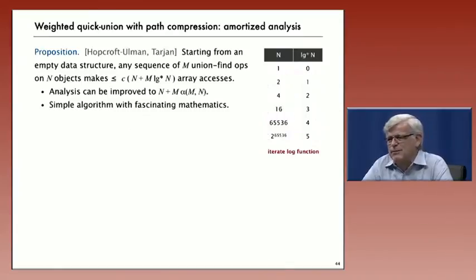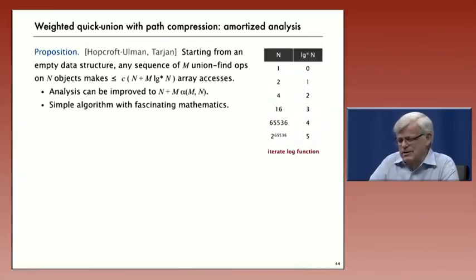Now log star n is kind of a funny function. It's the number of times you have to take the log of n to get 1. It's called the iterated log function. And in the real world, it's best to think of that as a number less than 5, because log star of 2 to the 65536 power is 5. So that means that the running time of weighted quick union with path compression is going to be linear in the real world, and actually can be improved to an even more interesting function called the Ackermann function, which is even more slowly growing than log star.